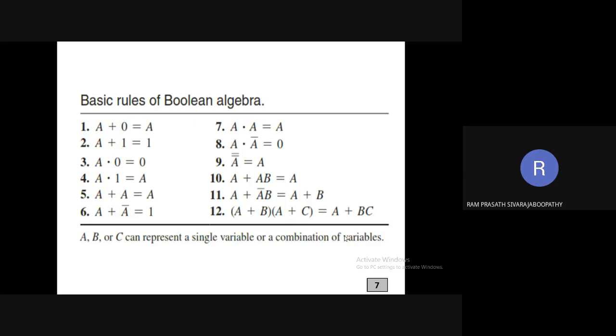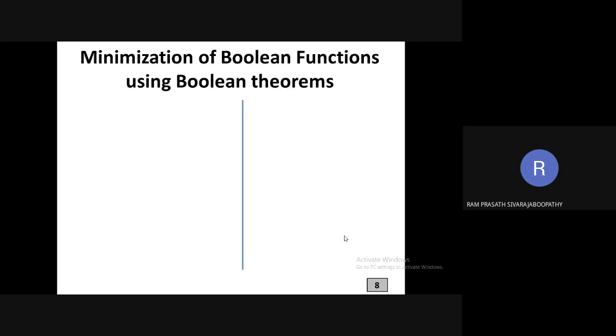Fine. Now we will minimize a Boolean equation. On the left hand side, we are going to solve the problem. On the right hand side, we are going to provide the reason how we are applying the Boolean theorems to minimize the given Boolean expression. So for example, we will see x dot x bar plus y. First we write the expression as it is.